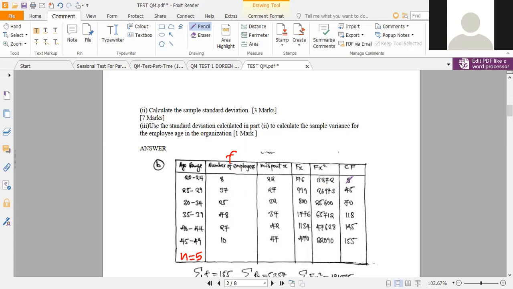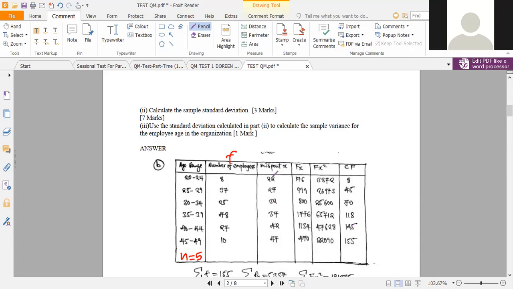So we start with the 8 here. 8 plus 37, 45. 45 plus 25, we have 70. 70 plus 48, we have 118. 118 plus 27, we have 145. And 145 plus 10, we get 155. This is what we call the cumulative frequency.